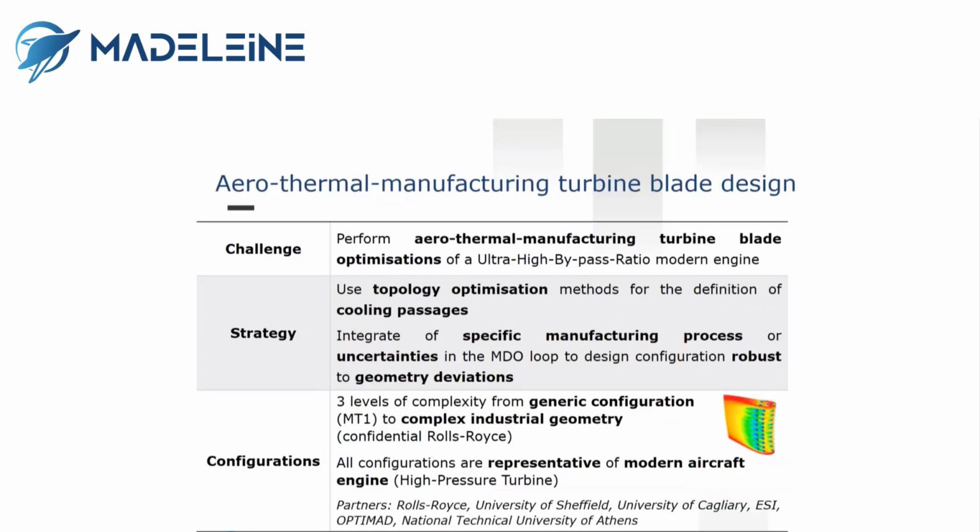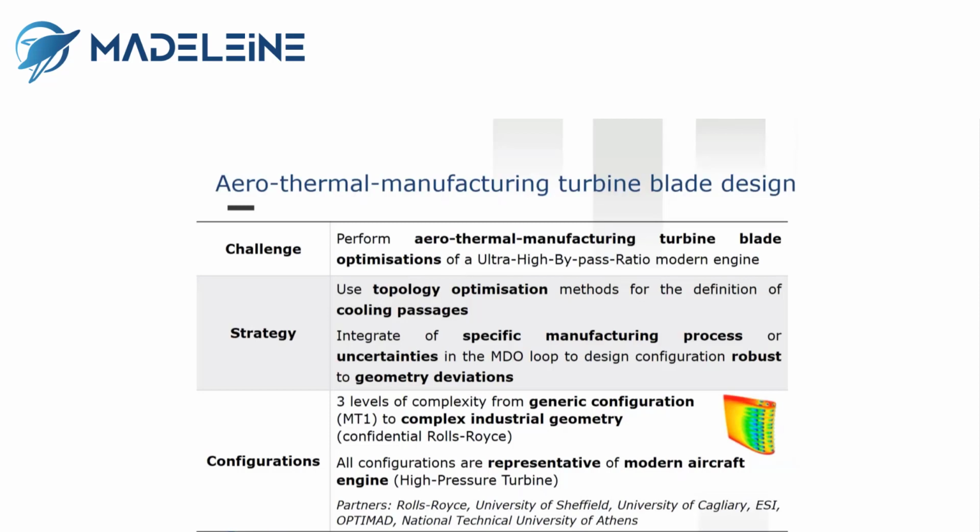The third test case is, as I said, aerothermal manufacturing turbine blade design. Here the challenge was slightly different, as the focus was mainly on the aerothermal coupling, also adding some manufacturing constraints in the design process. Regarding the strategy, the first objective was to test the use of topology optimization to see if we were able to further improve the performance of the configuration using these new parameterization techniques, or at least it is a new field of application.